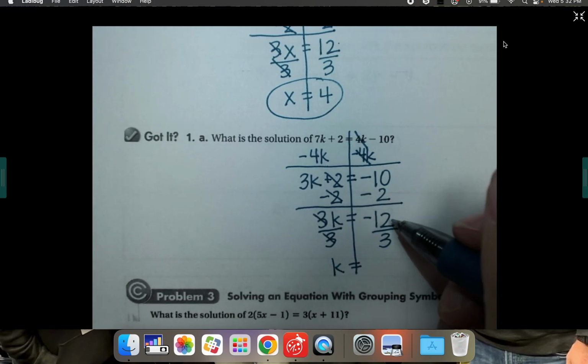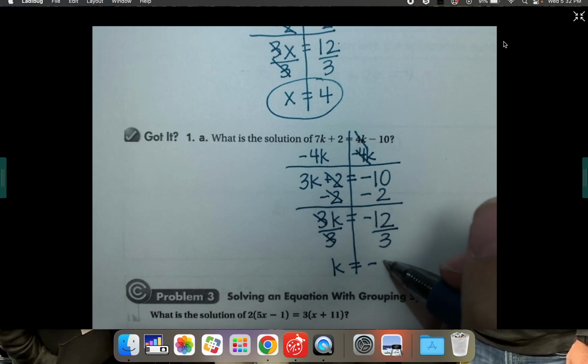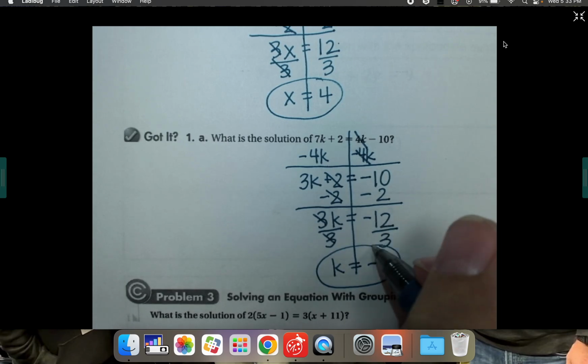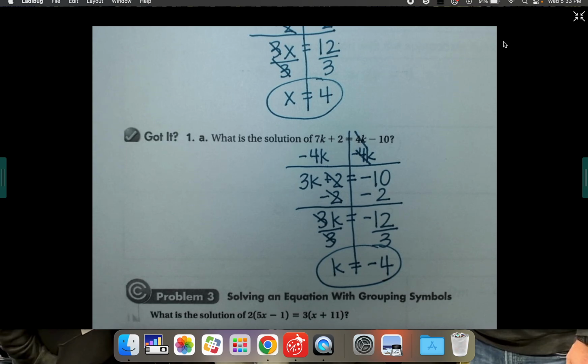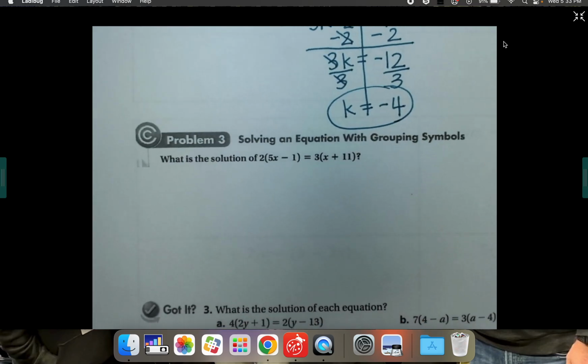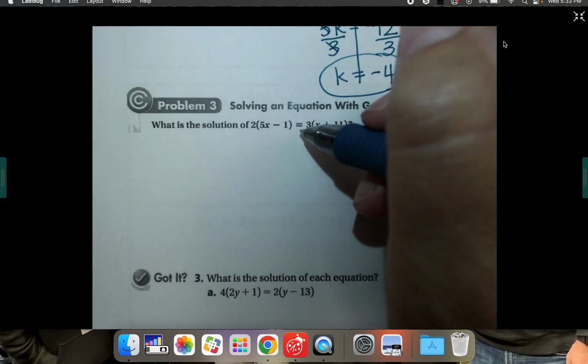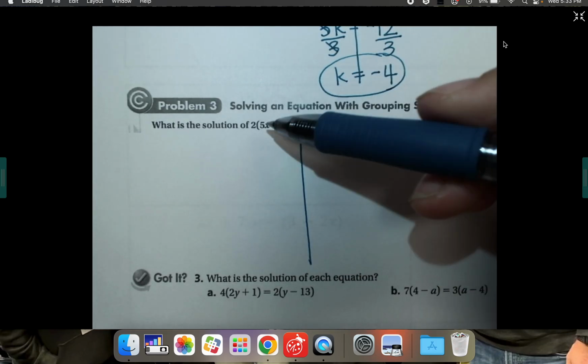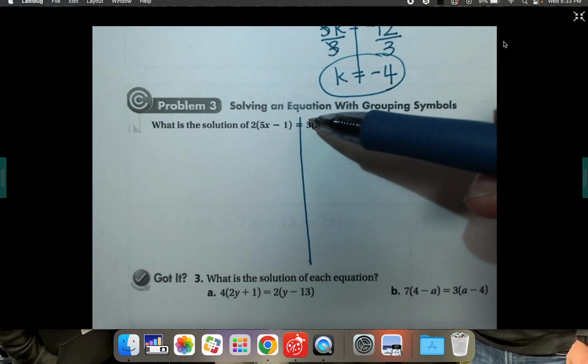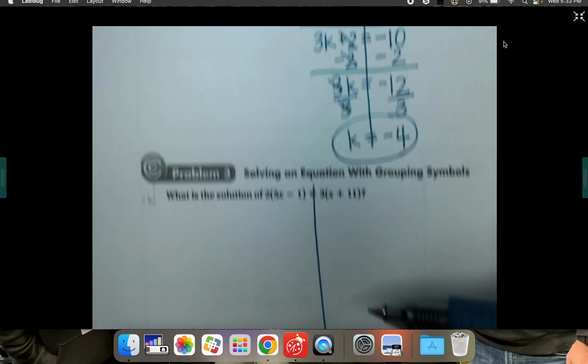K would be equal to -12 divided by 3, which is -4. All right, we are going to go ahead and move on and try it with grouping symbols now. It's still the same process. You're just going to distribute over here first, distribute over here, and then we'll be left with a problem like we did up above.